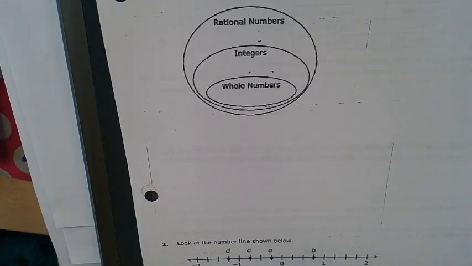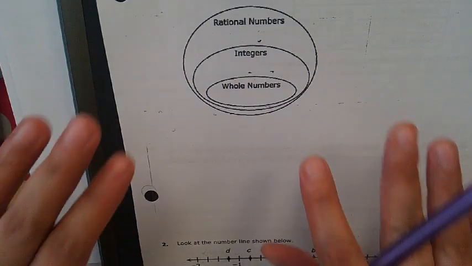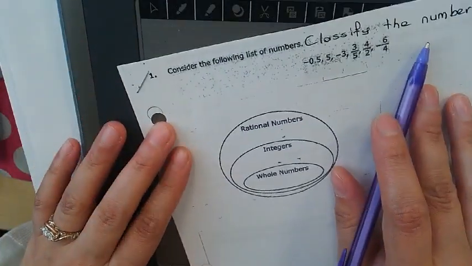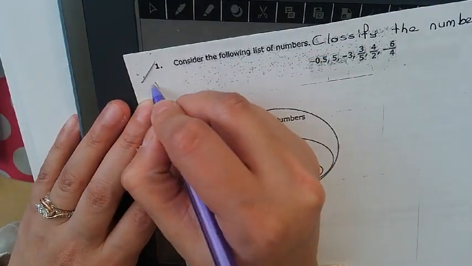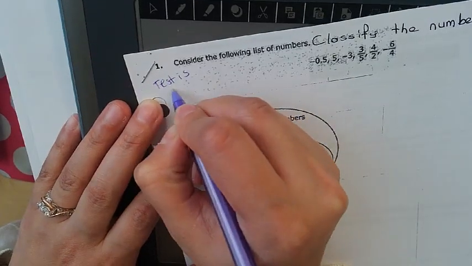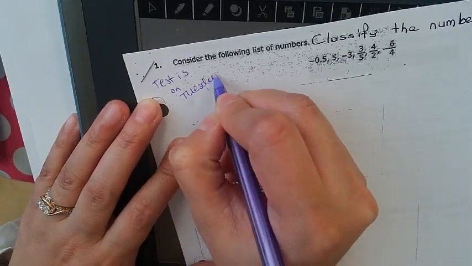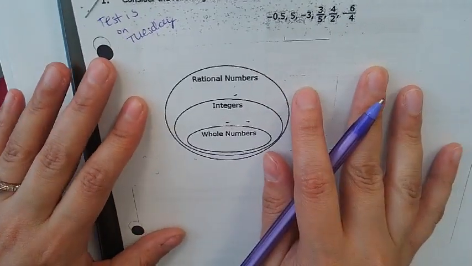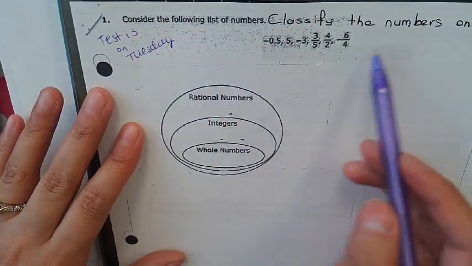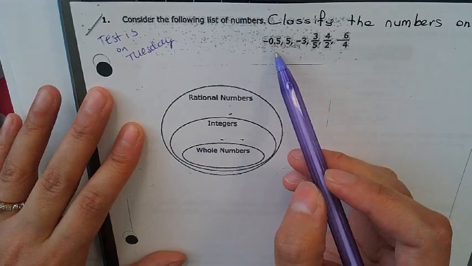Alright guys, today we are going to review for our district assessment. I want you guys to take notes and put here, test is on Tuesday. Number 1, it says to classify the numbers on the diagram. So we're going to do one by one.